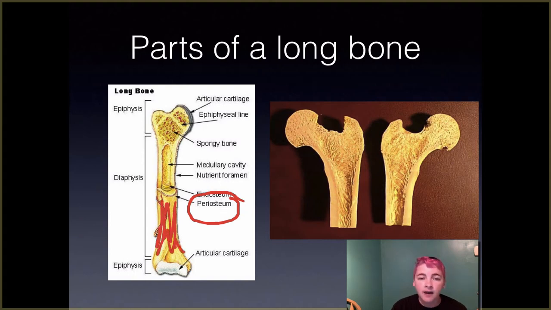At the ends of the bone is articular cartilage. Here, that white is articular cartilage. You also find articular cartilage up here. The articular cartilage is made out of hyaline.